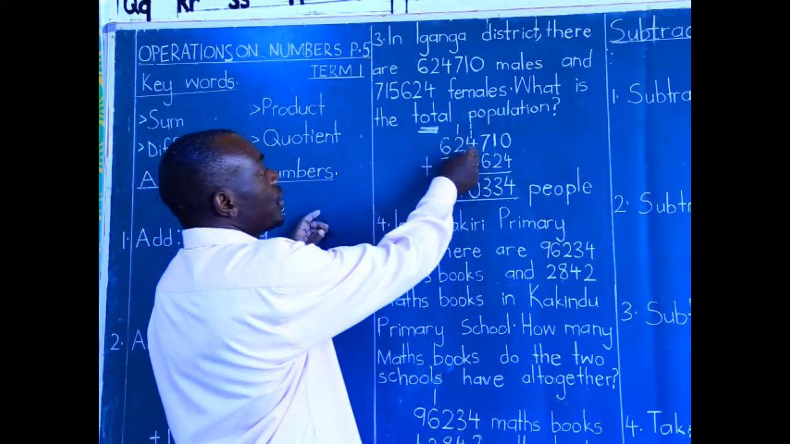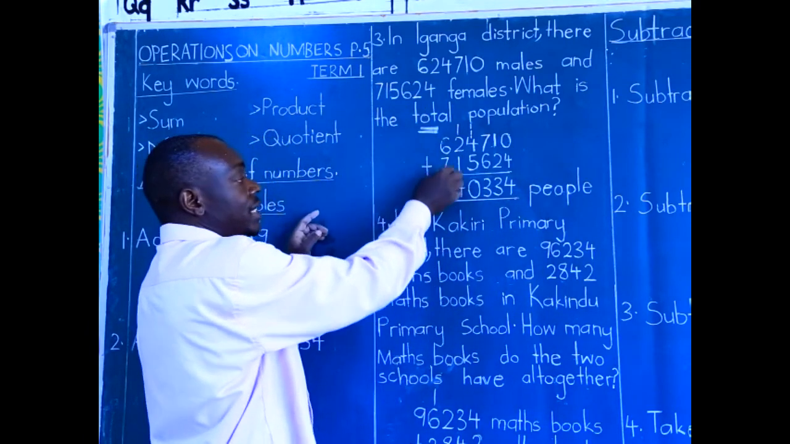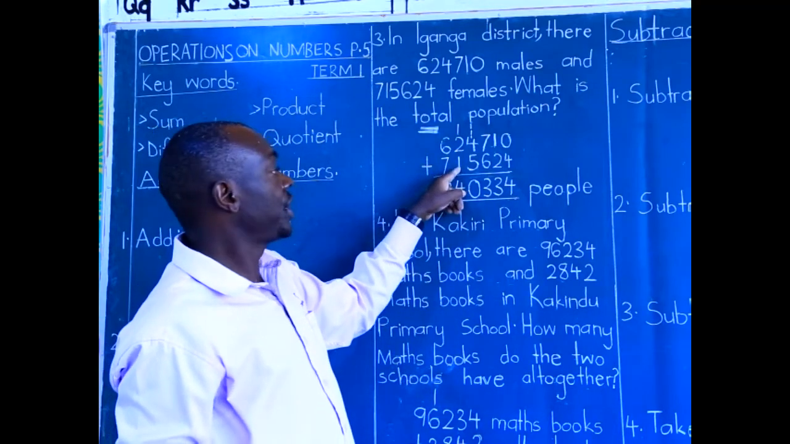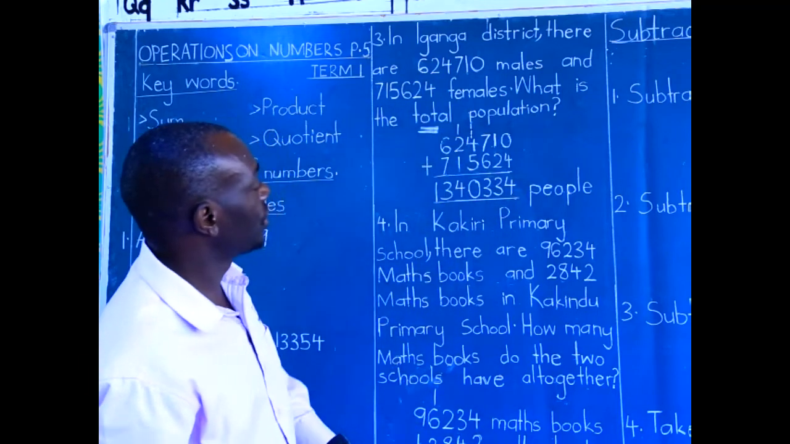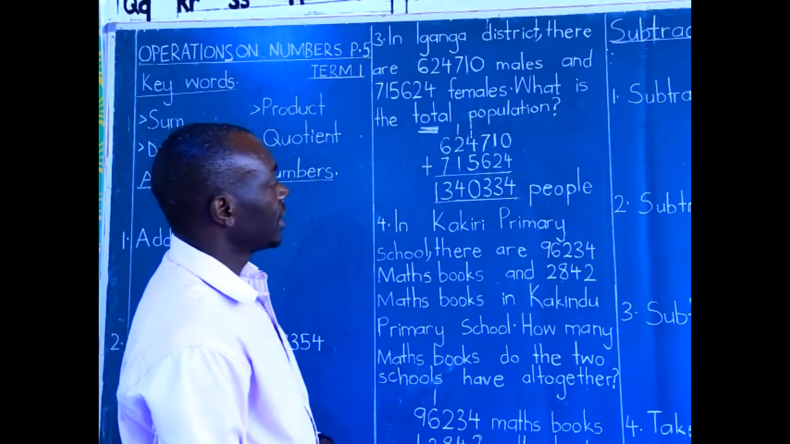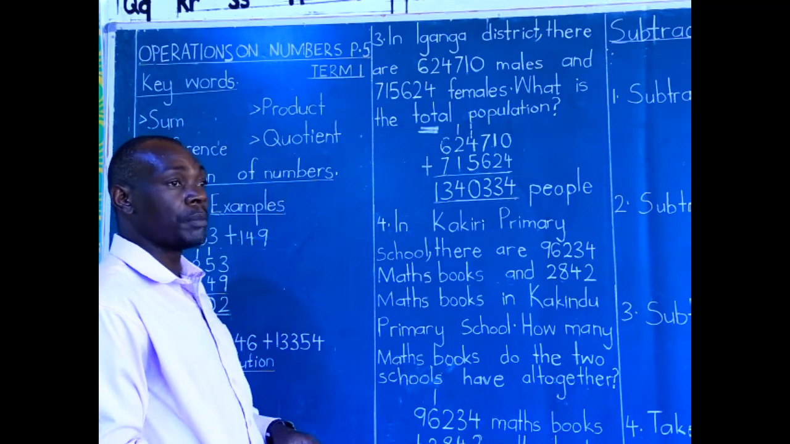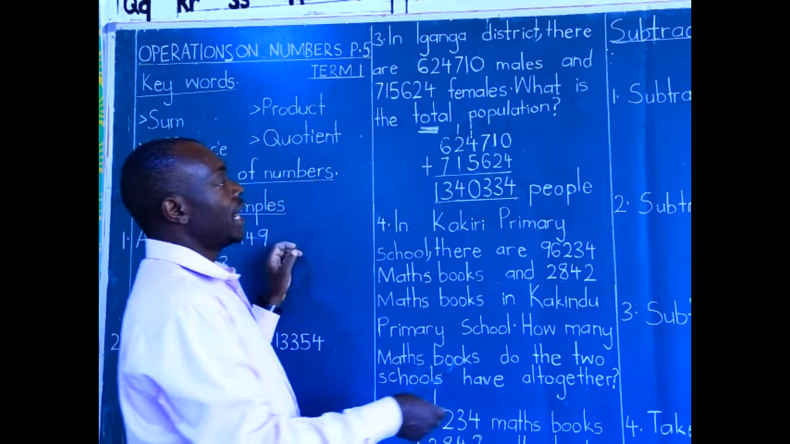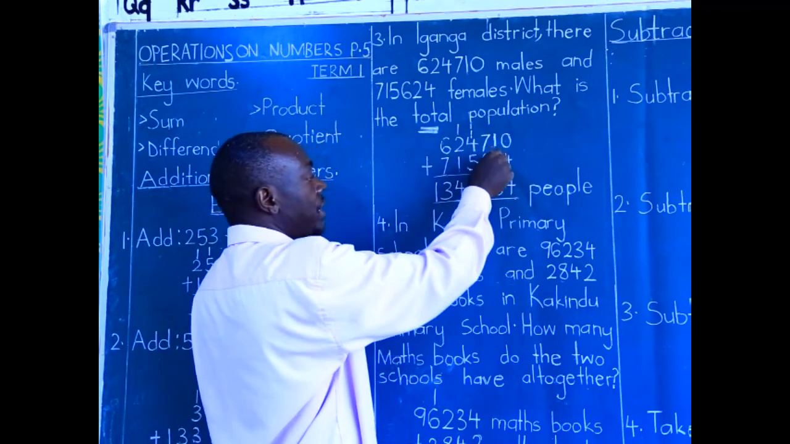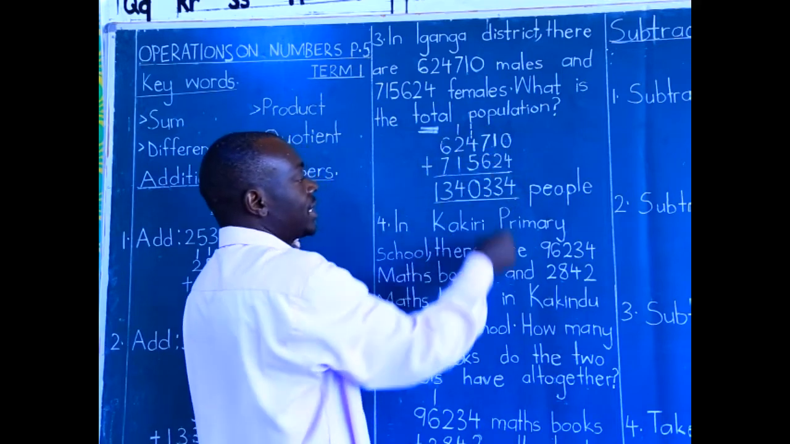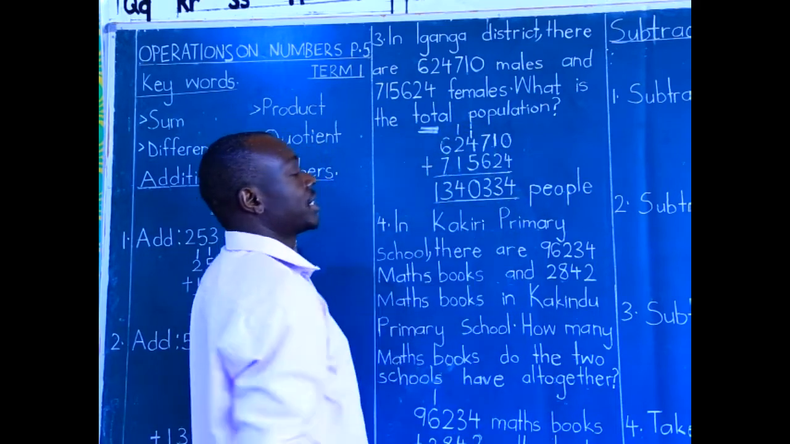So you write 624,710, the males, plus the 715,624 females. So you add and then get the total population. The answer will be in people, meaning the unit will be people. Don't write population. So we go add. Under ones we have 0 plus 4, you get 4. 1 plus 2, you get 3. 7 plus 6, you get 13. You write 3, regroup 1 to the next place value.